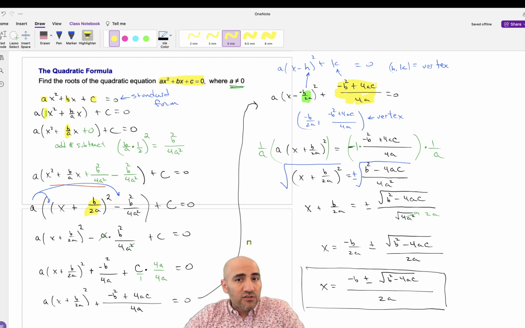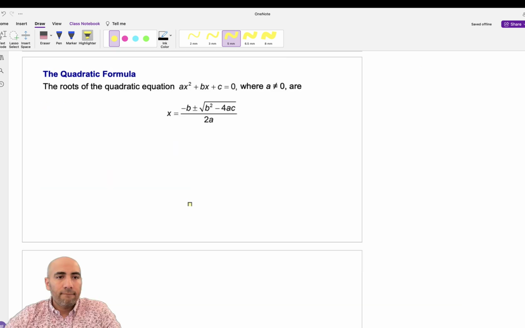As far as my test is concerned, again, pay attention to the instructions. I will definitely have at least one question where you're asked to use the complete the square process, but there might also be other questions where I don't specify it, and therefore it's kind of up to you.